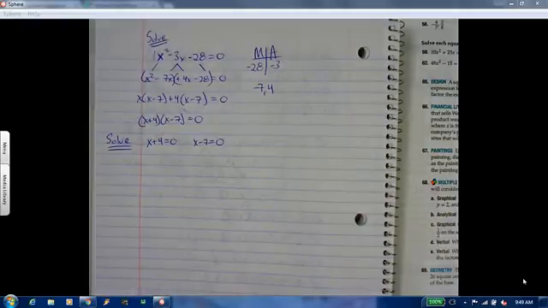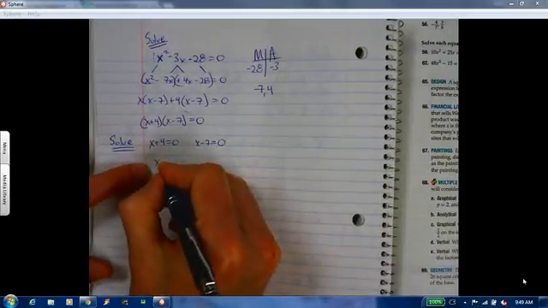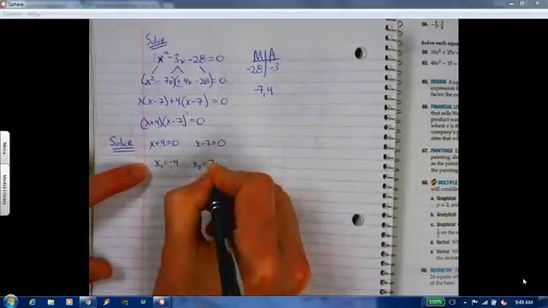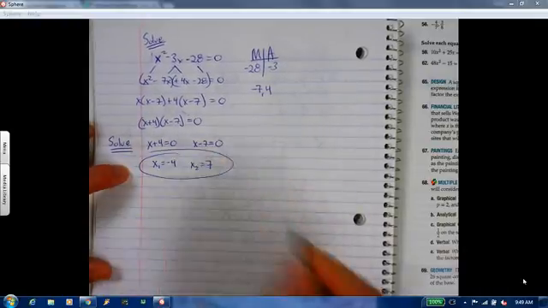So you get your first x to be negative 4, you get your second x to be positive 7. So maybe look through your work, see if you notice a trend or anything that might help you get your answer.